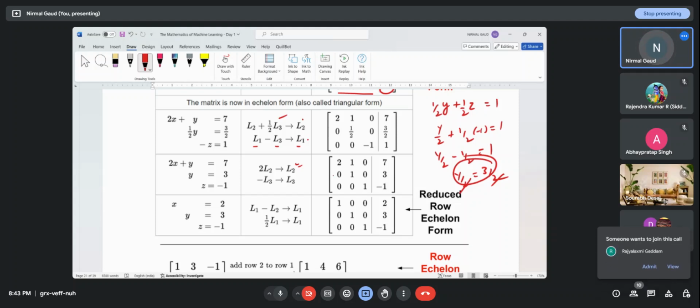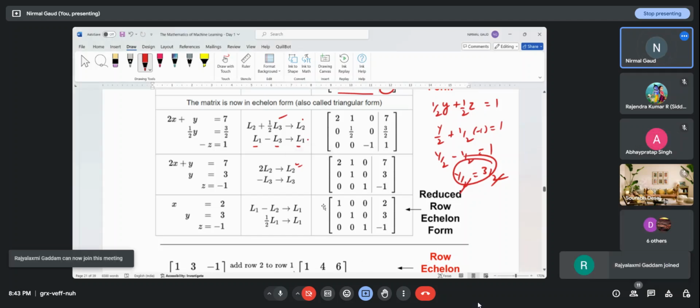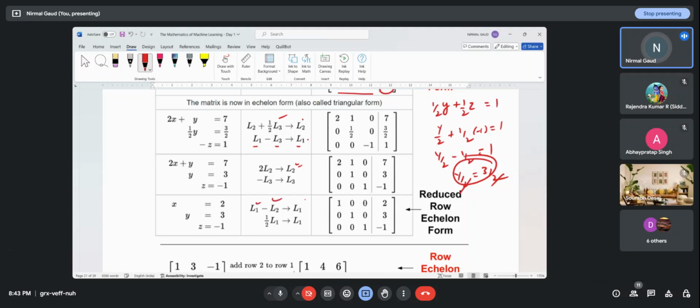Now I can subtract your row 1. So row 1 minus row 2 is equal to row 1. So here also I made 0. Here also I made 0. And then I can take 2 common, 1 by 2. That means divide the entire row by 1 by 2. So this is 1 1 1 0 and all these things. Finally, the answers are 2, 3, and minus 1. These are the values of x, y, and z.